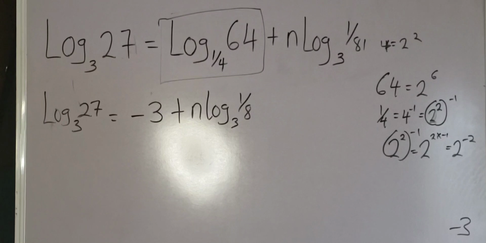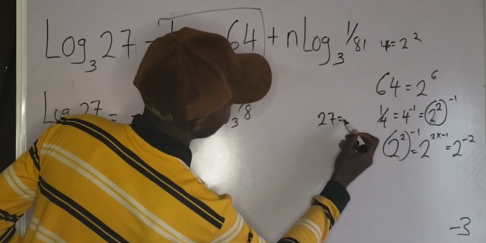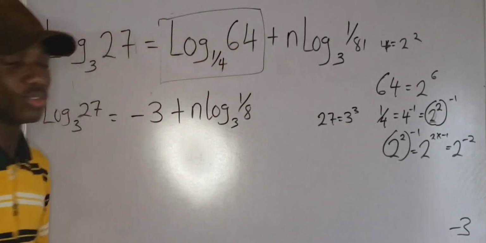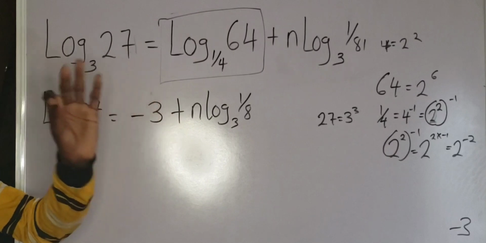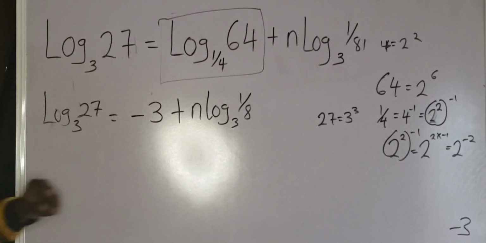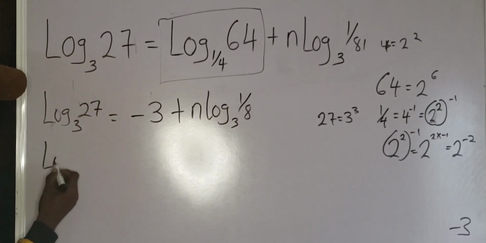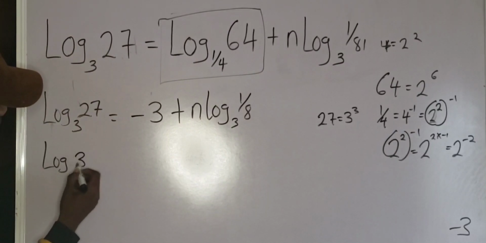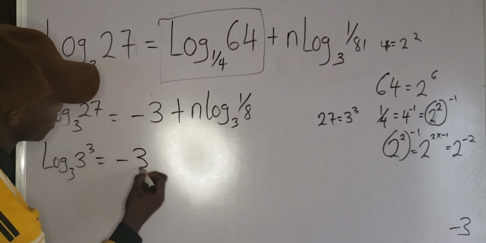Now I want you to pay attention. Don't forget that 27 can be written as 3 raised to the power of 3. You know, 3 raised to the power of 3 is 3 times 3 times 3. 3 times 3, 9. 9 times 3, 27. You can see. So instead of 27, I'm going to replace it with 3 raised to the power of 3. Okay? So I'm going to have log 3 raised to the power of 3 base 3. Do you understand? Is equal to minus 3 plus.